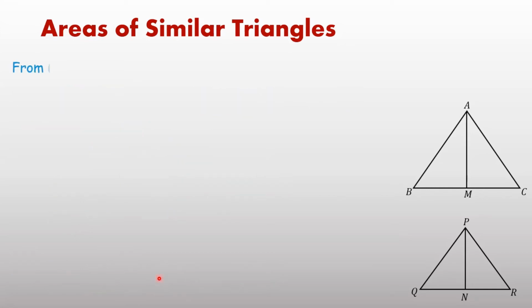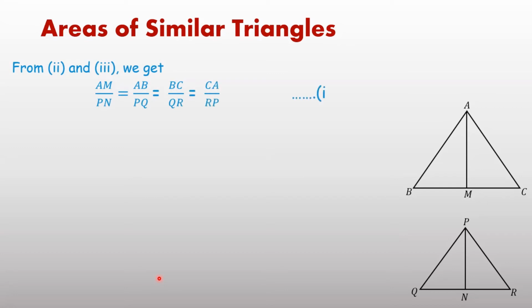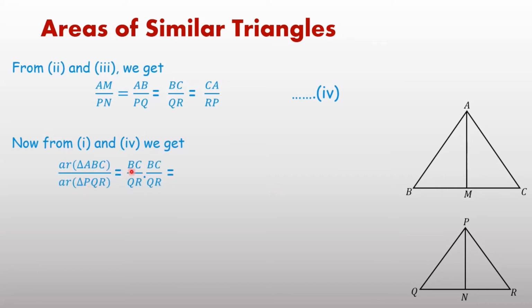Combine. The result which we get is that the ratio of the three sides is the same as the ratio of the perpendiculars. Therefore, apply from first and fourth. First and fourth means area of ABC upon area of PQR equals BC upon QR into BC upon QR. In place of AM upon PN, write BC upon QR. BC upon QR into BC upon QR equals BC upon QR whole square.